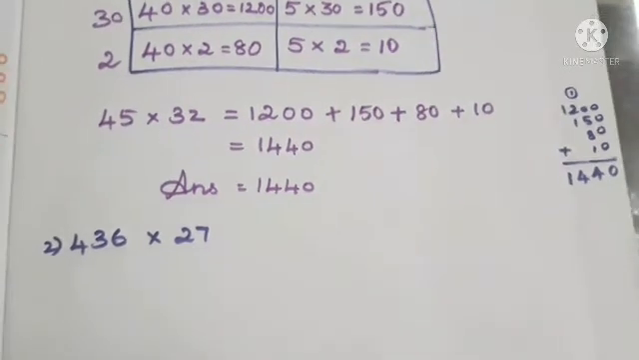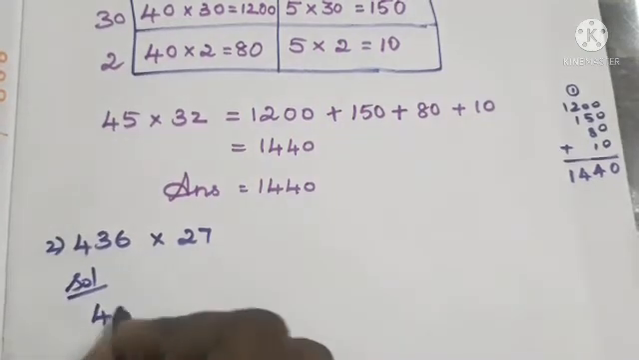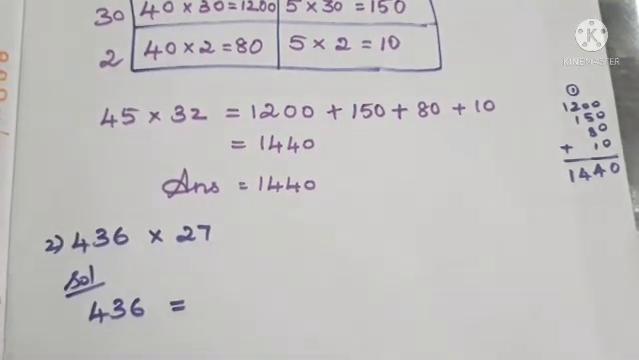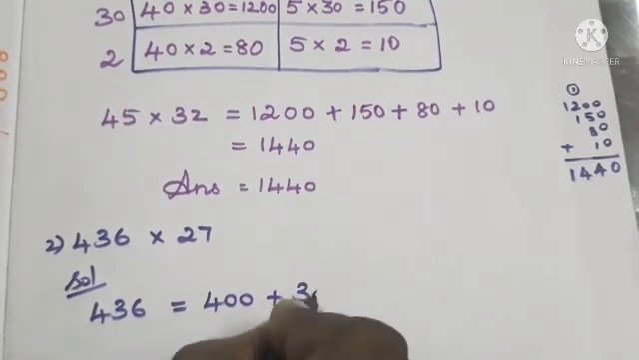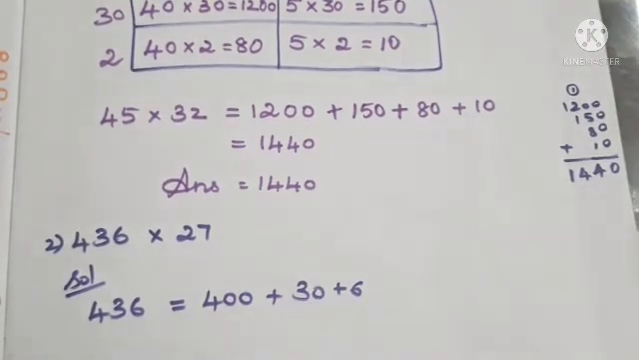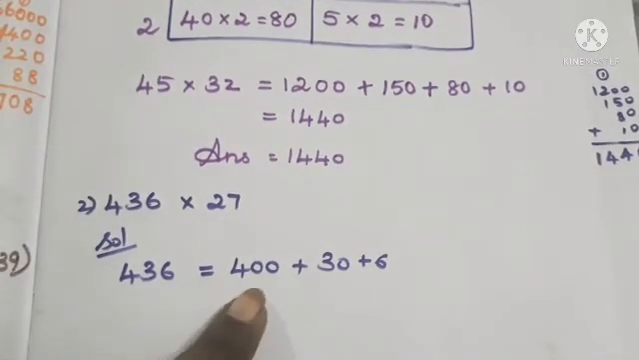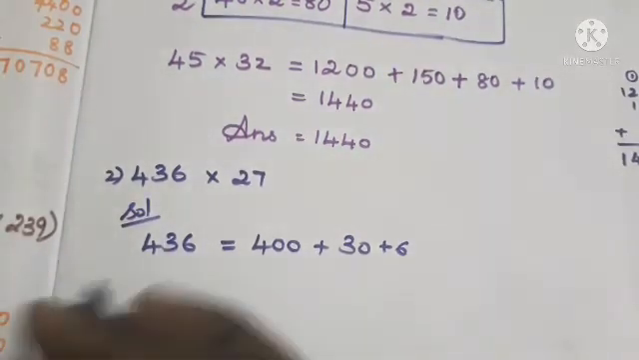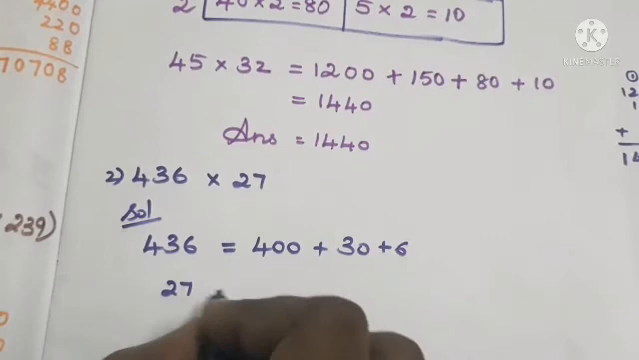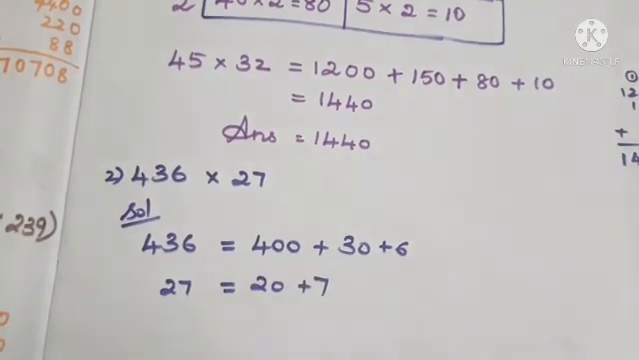So we know that first we have to break the numbers. The first given number is 436. If you break the number you will get 400 plus 30 plus 6. Likewise, next we can write the multiplier. Multiplier is 27. If you break 27 you will get 20 plus 7. Okay, 20 plus 7. Next we can draw the box.